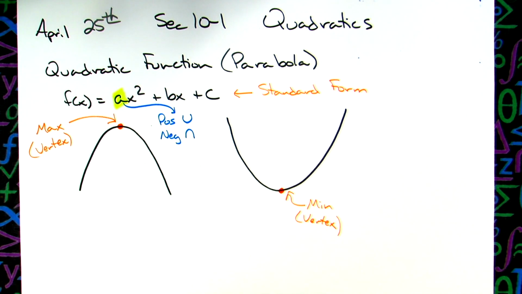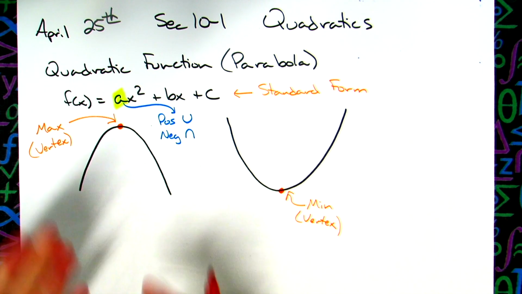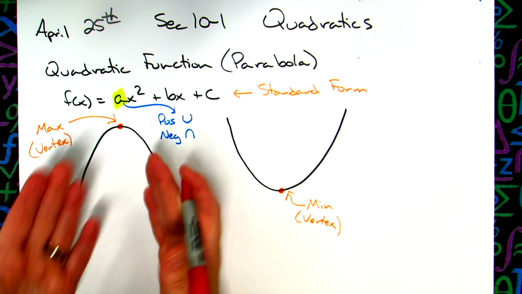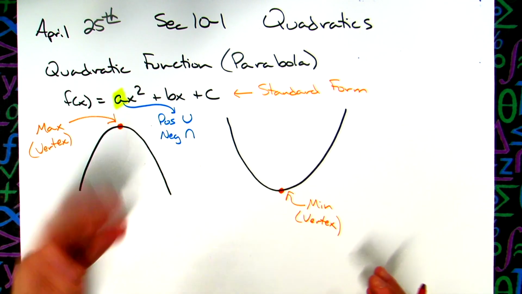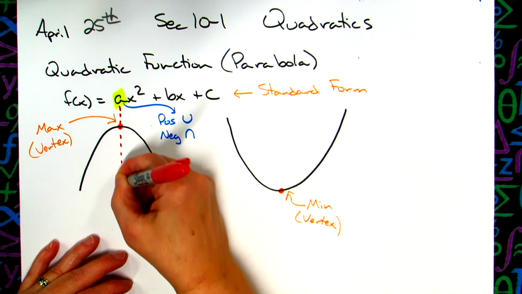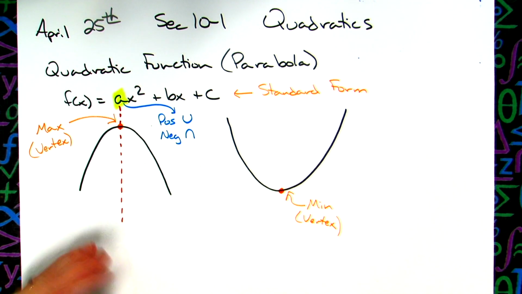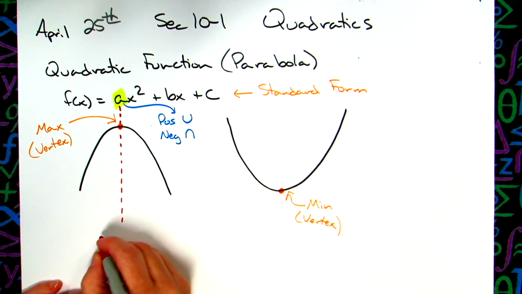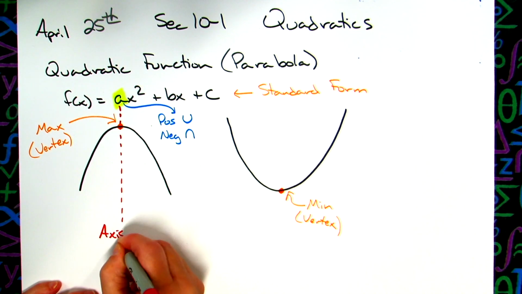One other thing, you can't necessarily tell by the way I hand sketch these, okay? But they are symmetrical. All right, so there is an imaginary dotted line that's going to go right down through the center, which means the left-hand side is going to match what's on the right-hand side. This is going to be called our axis of symmetry.